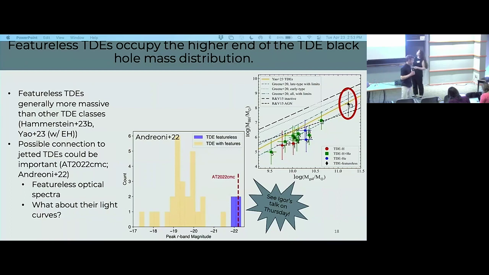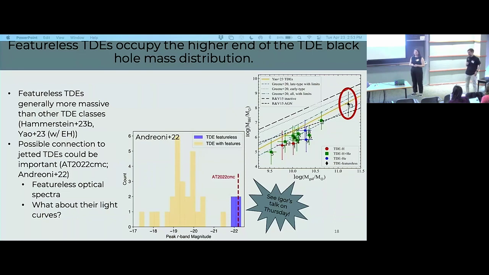For most of these featureless ones, I don't believe we see X-ray emission really from those. So you mean the theorists should really go ahead and make a model for the brightest ones, and then they are featureless, right? Yeah. Thank you.